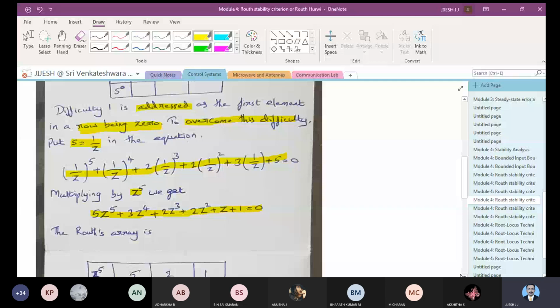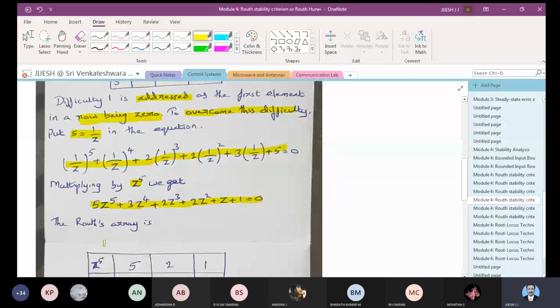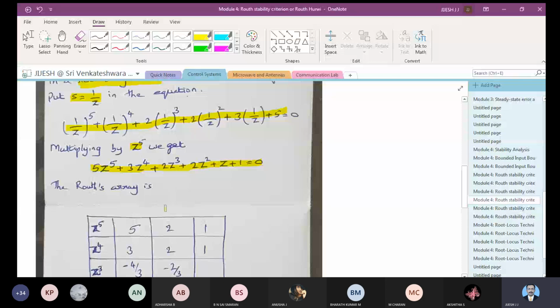So you have to draw the column, you have to write rows and columns, and you have to write Z raised to 5, Z raised to 4, Z raised to 3, etc. So you have to write it down. Okay, then you write down the coefficients further. So what are the coefficients here? 5, down to that 3, 2, down to that 2, and 1 and 1. Again, do the root stability criteria itself.